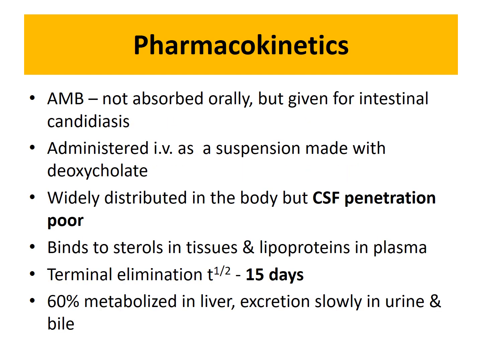Coming to the PK, or pharmacokinetics, amphotericin B is not absorbed orally, but it is given orally for intestinal candidiasis. It is usually administered IV as a suspension made with deoxycholate. You cannot administer amphotericin B orally for systemic use, only IV, and that too mixed inside a suspension known as deoxycholate.